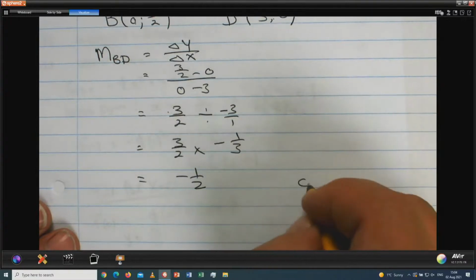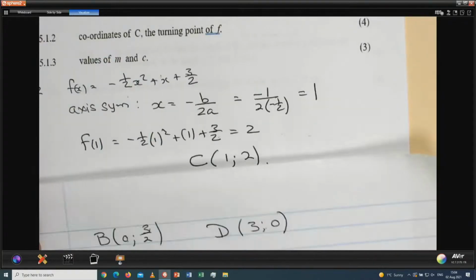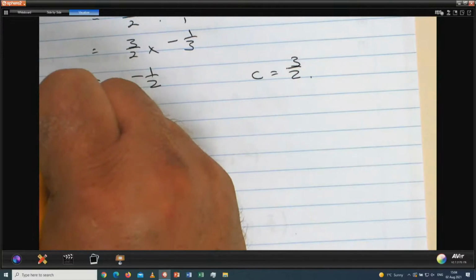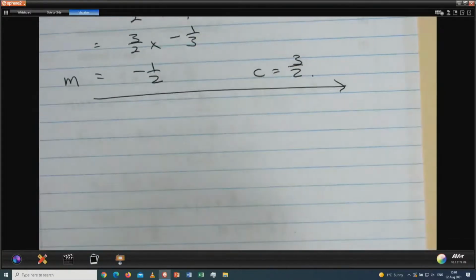And your C value is equal to 3 over 2. Now, what they wanted to do is to find the values of M and C. So the M value here is negative a half, and your C value is equal to 3 over 2.